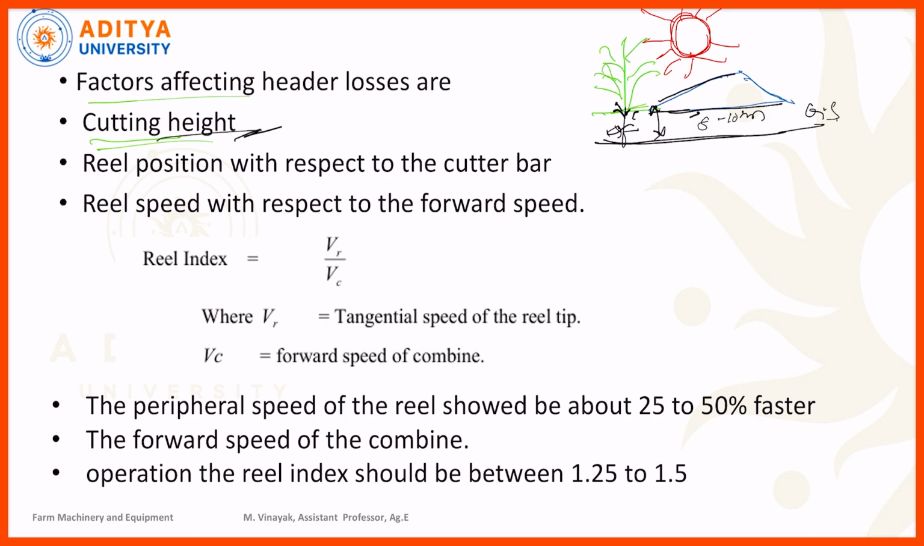So here the cutting height is very important while harvesting the crop. Based on the availability of the grain in the plant material, you need to harvest the crop. Next one is the reel position with respect to the cutter bar.